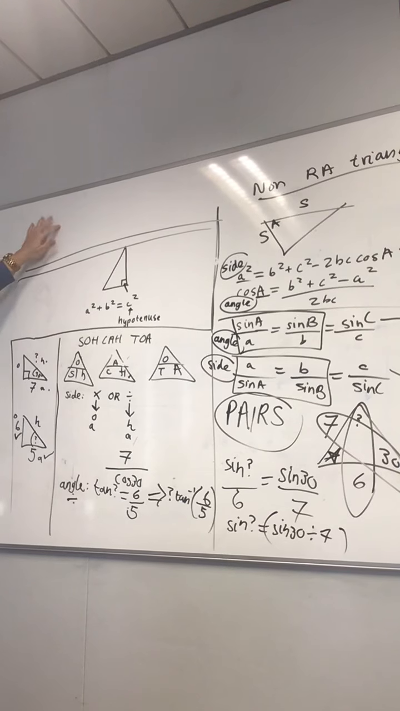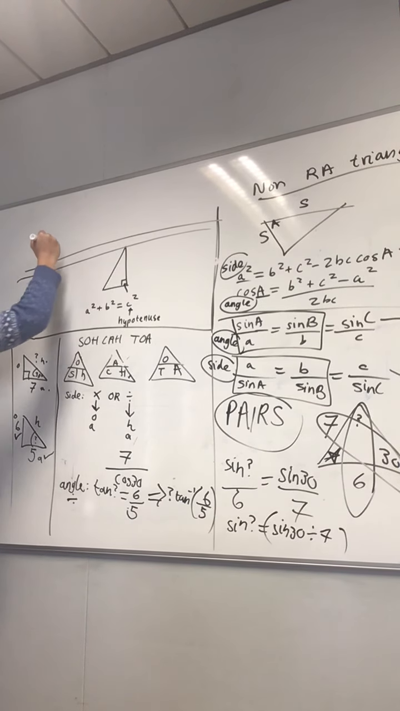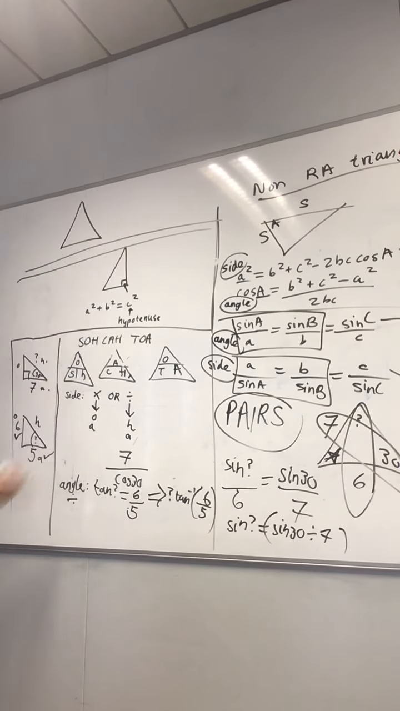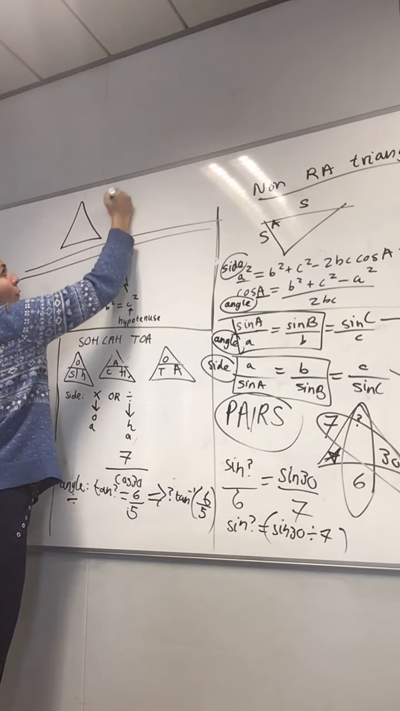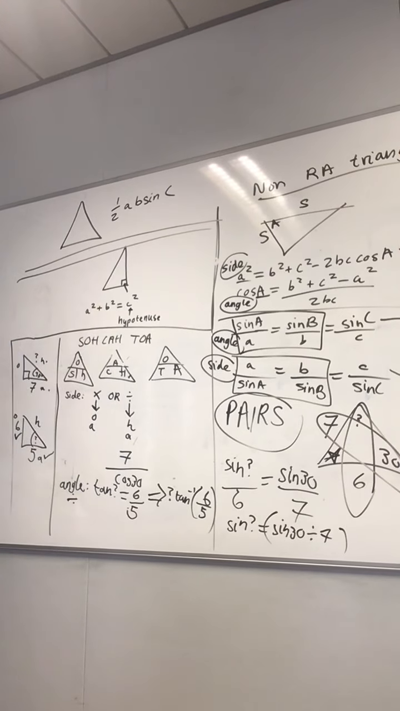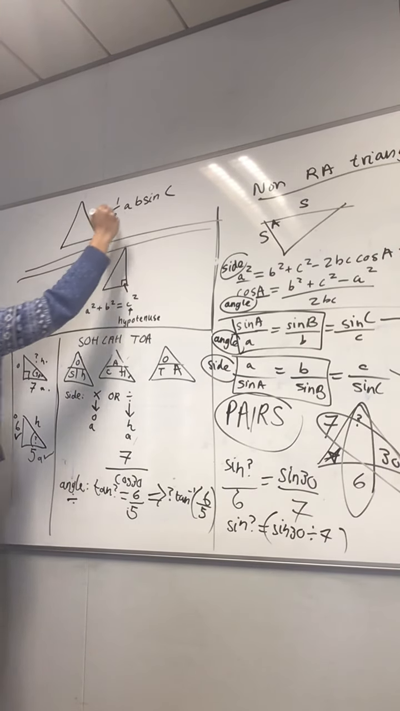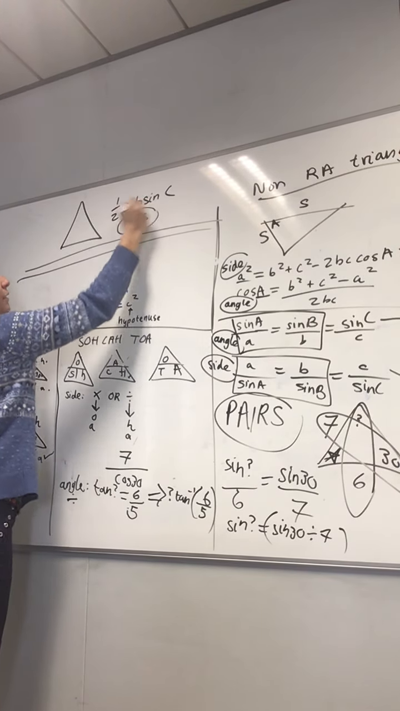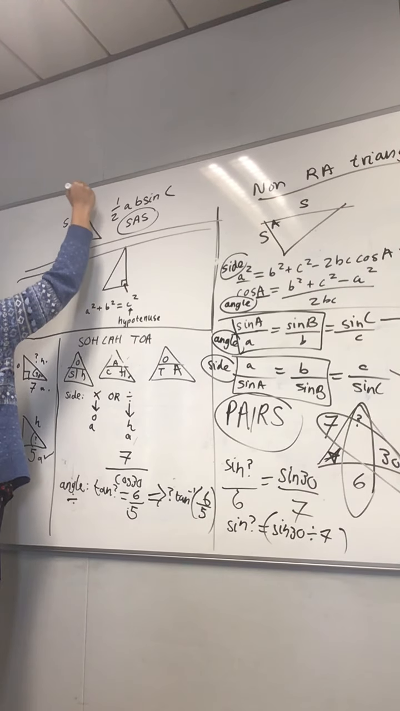No. Okay, so what I'm going to do now is do one final thing, which is to do with the area of a triangle, which is half ab sine C. This is for a non-right angle triangle. This is when you've got a SAS triangle, or you can make it into a SAS triangle. You've got a side, angle, side.